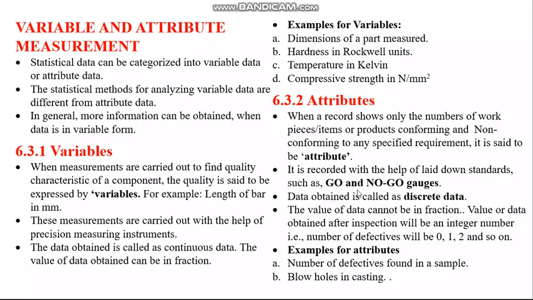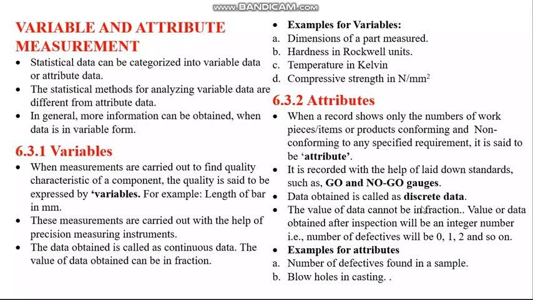You see, with the go gauge and no go gauge, you will be able to say whether an object has passed the test or not. In go it should go, in no go it should not go. If that is the case, it is accepted, it is passed, quality passed, otherwise it is rejected. So the data obtained is called discrete data.